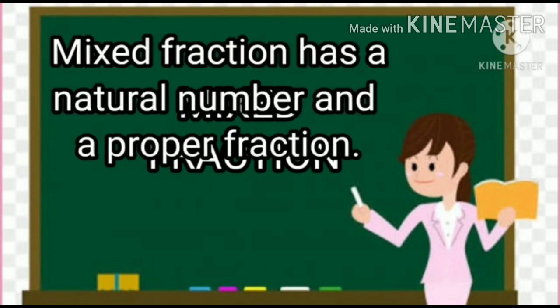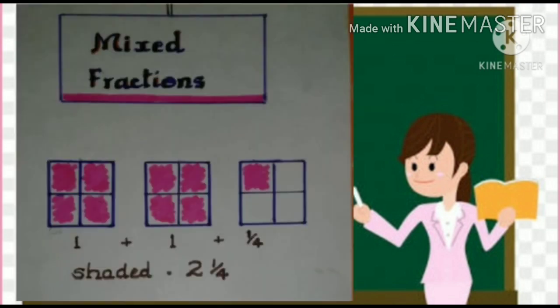Mixed fractions. A mixed fraction has a natural number and a proper fraction. Look at the following squares of the same size. Two figures are shaded fully, but only 1/4 of the third square is shaded. When they are brought together, we get 2 1/4. Here, 2 is a whole number and 1/4 is a proper fraction. Therefore, 2 1/4 is a mixed fraction.